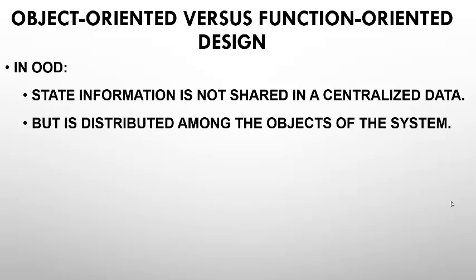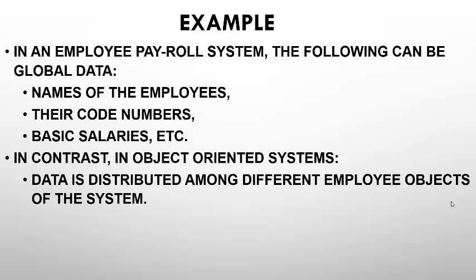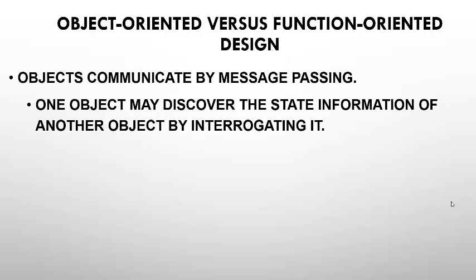In object-oriented design, state information is not shared in a centralized data store, but is distributed among the objects of the system. For example, in an employee payroll system, the following can be global data: names of the employees, their code numbers, basic salaries, etc. But in object-oriented design, the data is distributed among different employee objects of the system. Objects communicate by message passing. One object may discover the state information of another object by sending a message and receiving the information.